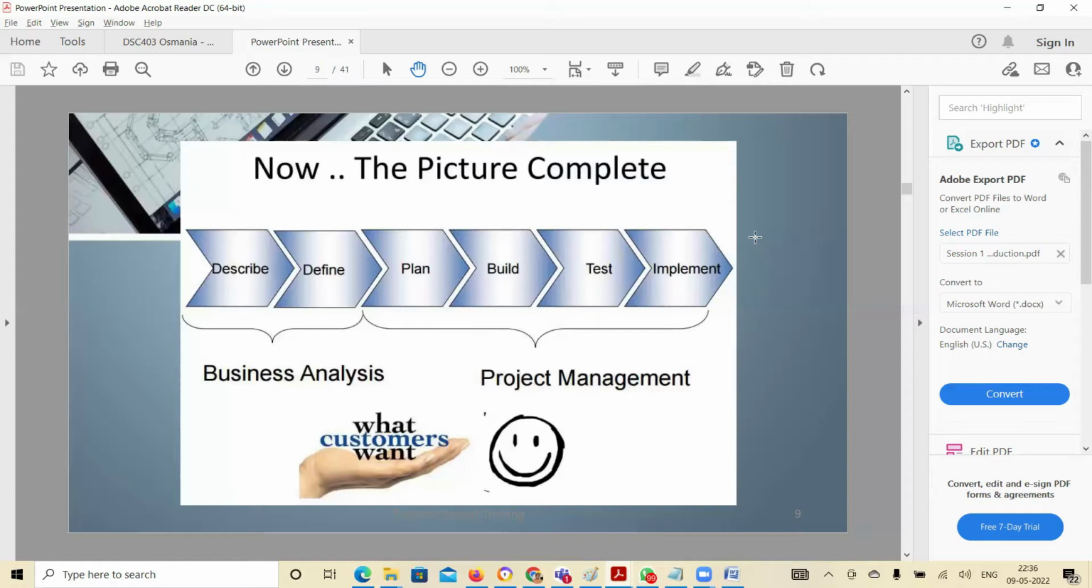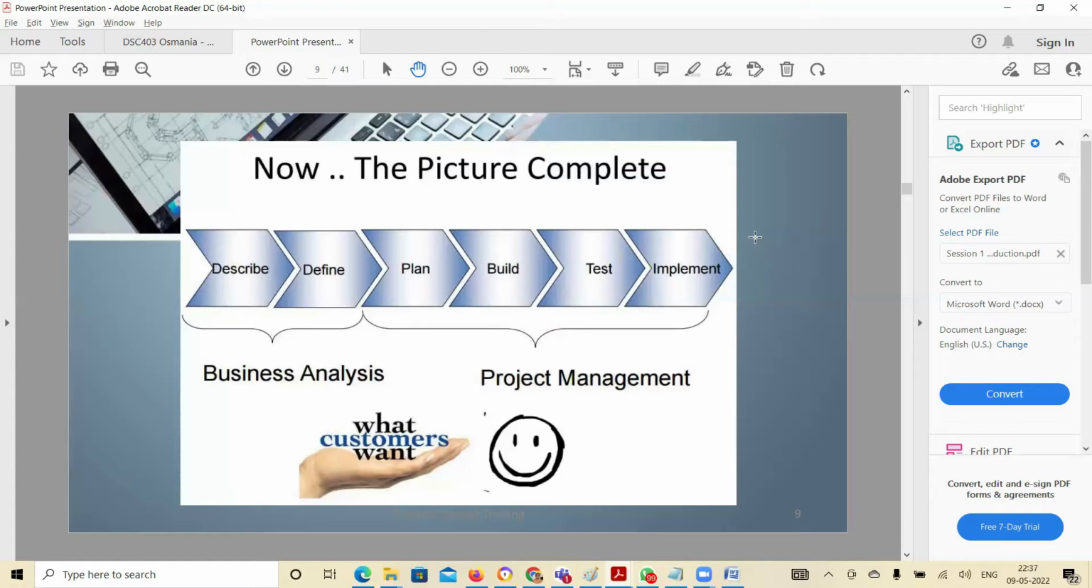So when you create define, you have to share it with the customer. The customer will say, yes, exactly, this is what we are looking for. Then you involve the project team, and they will start developing the process. Exactly. Okay, then they'll plan, they'll build, they'll test, and finally they'll implement. So these are the steps that we follow. So first is business analysis, followed by your project management processes.